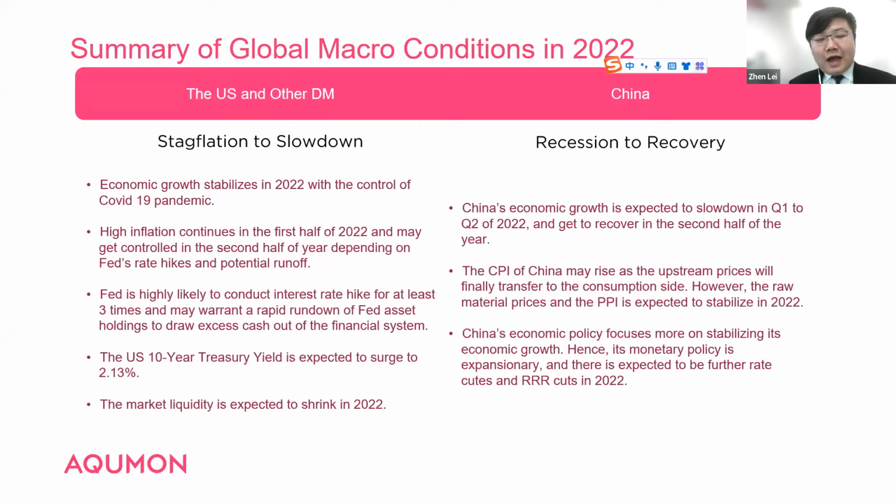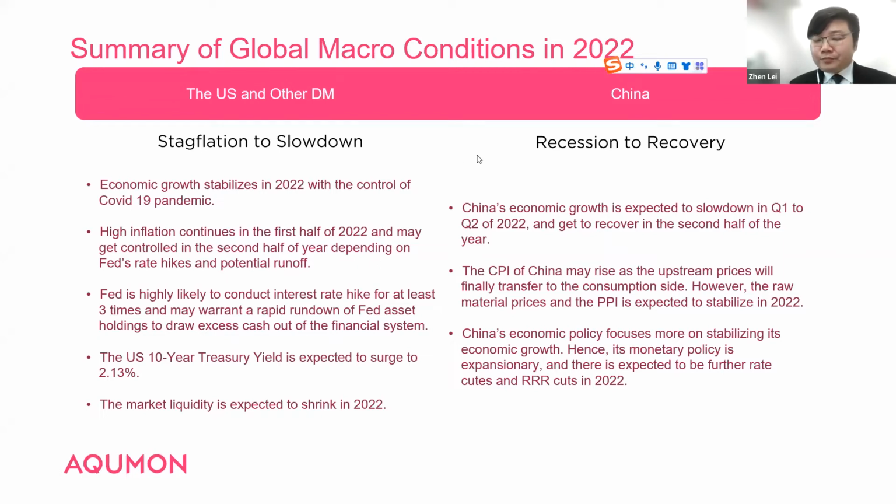The Fed is highly likely to conduct interest rate hikes at least 3 times and may warrant a rapid rundown of the Fed's asset holdings to draw excess cash out of the financial system. The United States 10-year Treasury yield is expected to surge to 2.13% at the end of 2022. The market liquidity is expected to shrink in 2022.